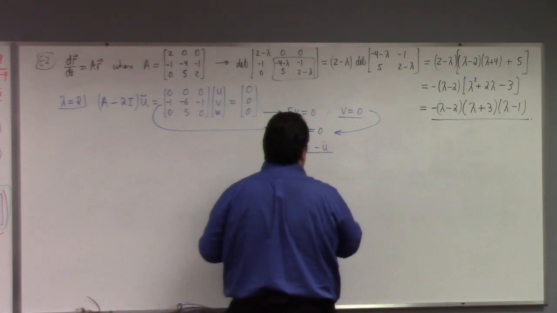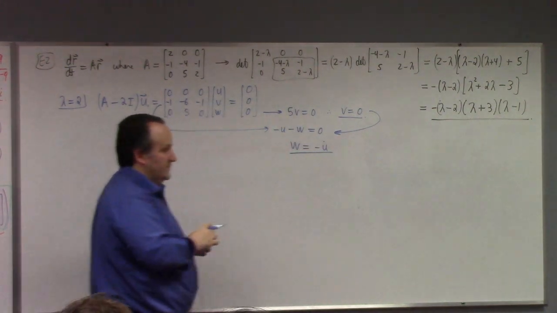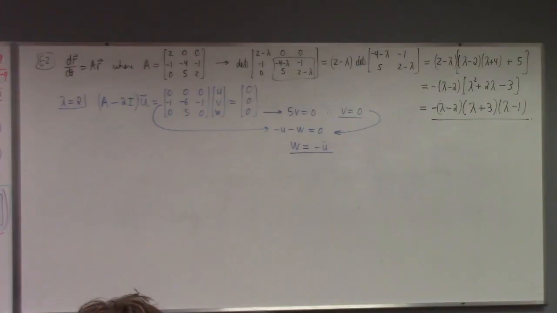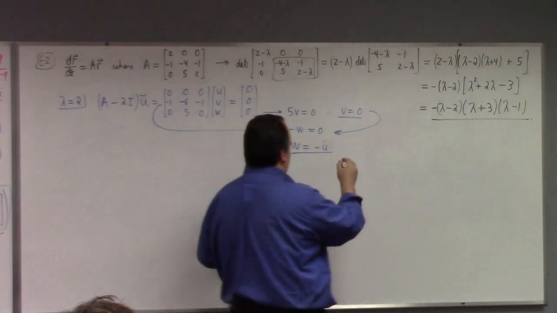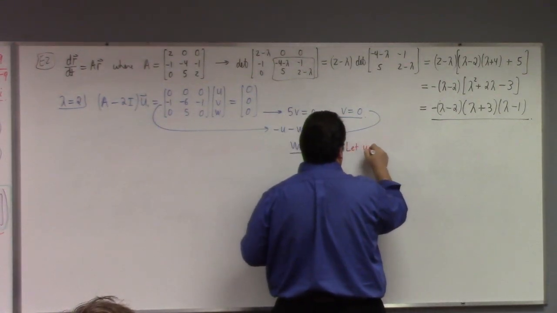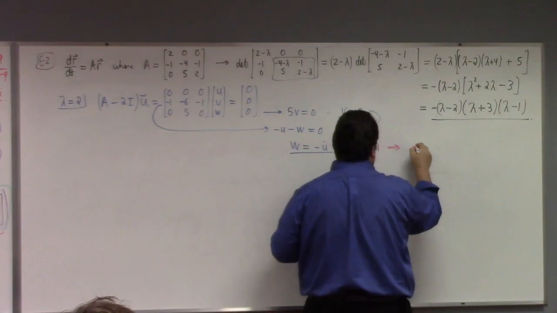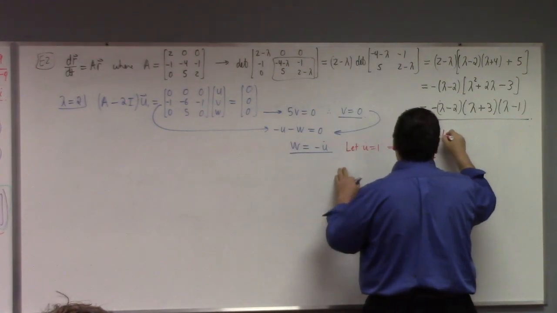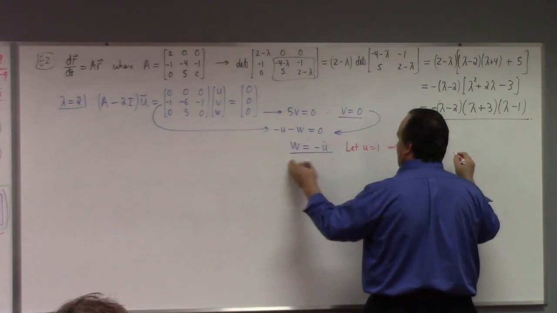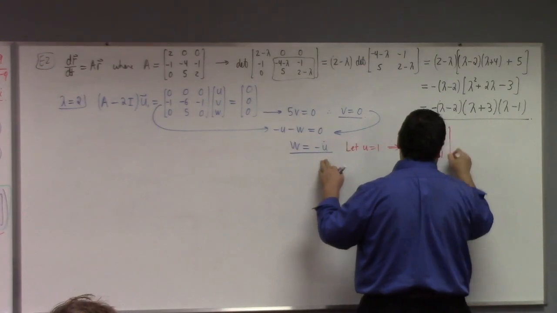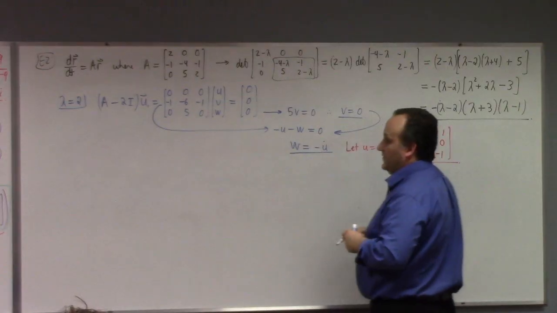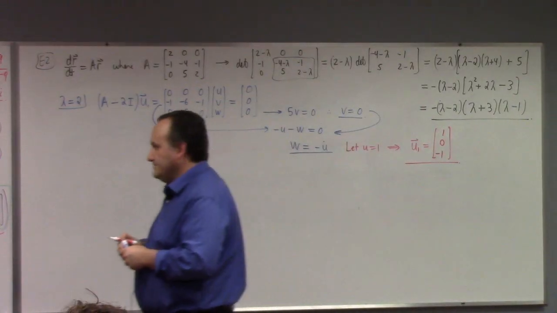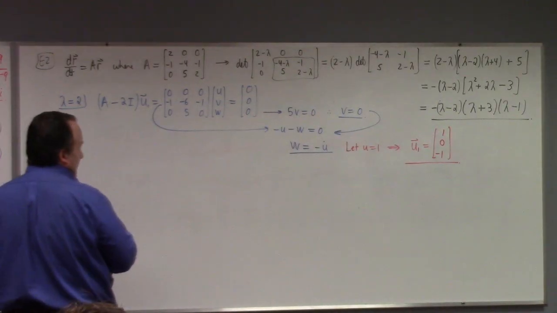All right. I think you know what I'm about to say next. We should set u equal to what? 1. Yay. So let u equal 1, and that gives us eigenvector u1: 1, 0 for my v, and minus 1 for my w. There you go. All right. So there's my first eigenvector.